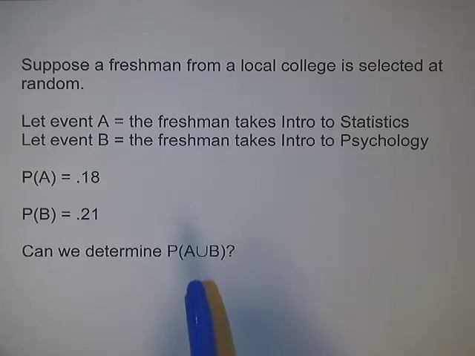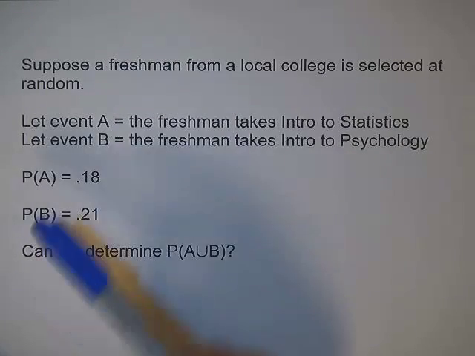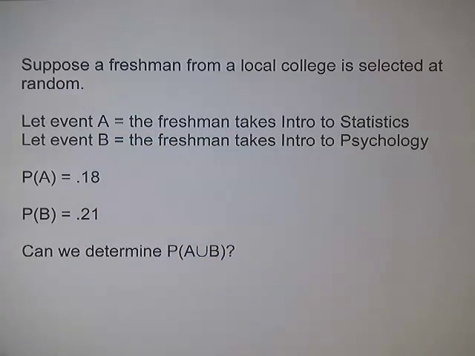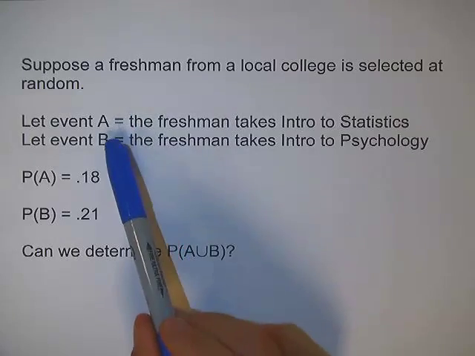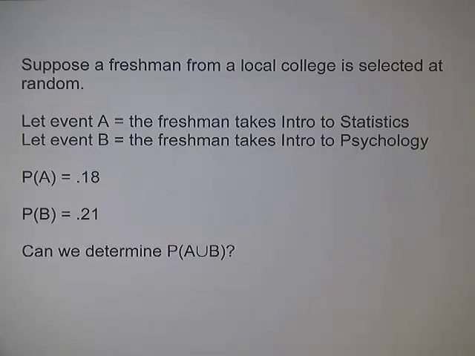Okay, so remember that the special addition rule says that the probability of A or B equals the probability of A plus the probability of B. But now remember that only works if the two events are non-overlapping. So let's consider these two events, event A and B. So can there be common outcomes to both event A and event B? Can a freshman take both intro to statistics and intro to psychology?